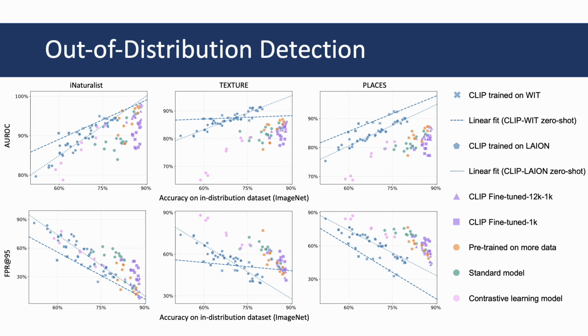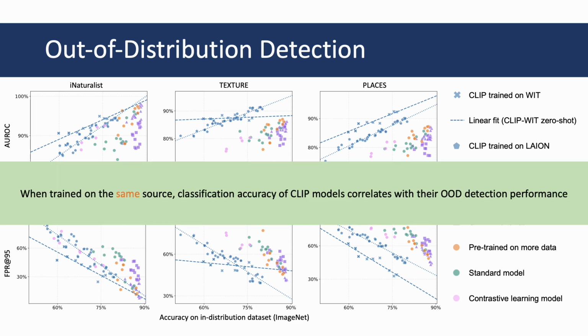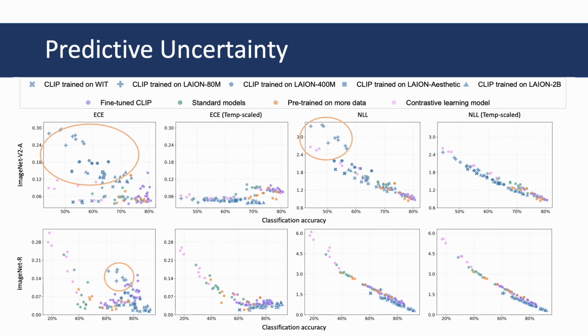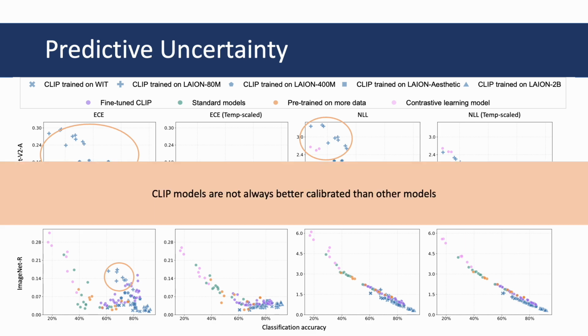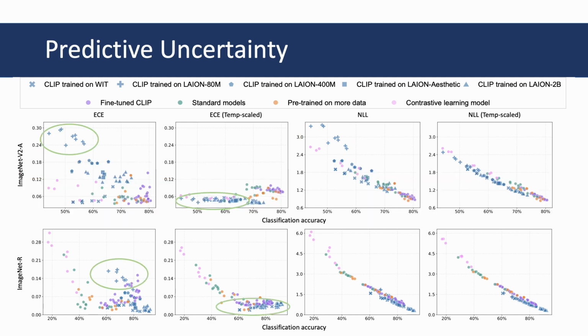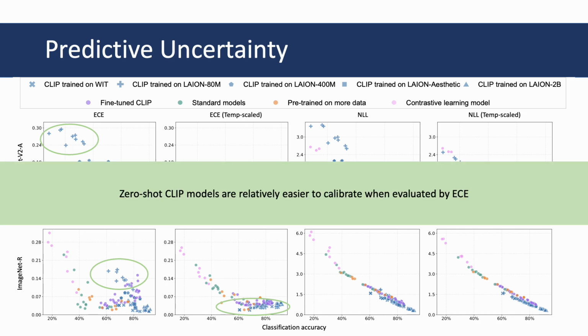And for out-of-distribution detection, when trained on the same source, classification accuracy of CLIP models correlates with their OOD detection performance. In contrast to previous findings that CLIP models are better calibrated, we observe that they are not always better calibrated. We also see that CLIPs that are originally worse calibrated than other models benefit more than others with the help of temperature scaling. This suggests zero-shot CLIP models are relatively easier to calibrate when evaluated by ECE.